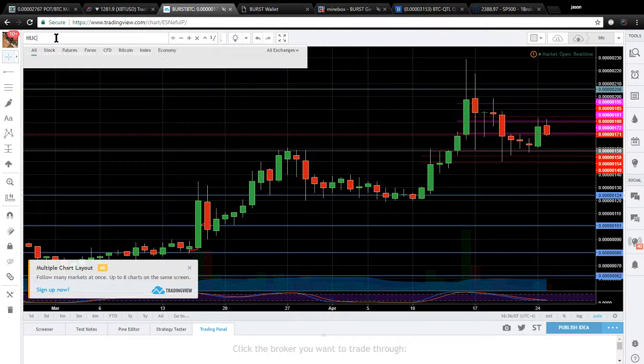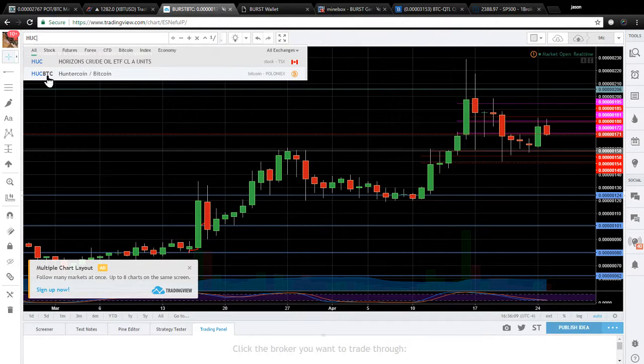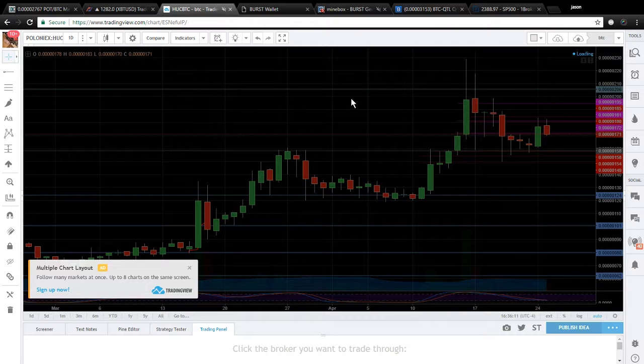There were a couple of other coins that we took a look at as well. So we'll start with Hunter coin. I'll just let this load here.